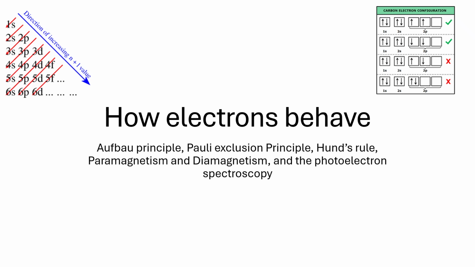Electrons follow a set of quantum rules so strict and so elegant that the entire periodic table is built upon them. Today, we're going inside the electron realm to uncover those rules, such as Aufbau, Hund, Pauli, magnetism, and how photoelectron spectroscopy reveals it all.